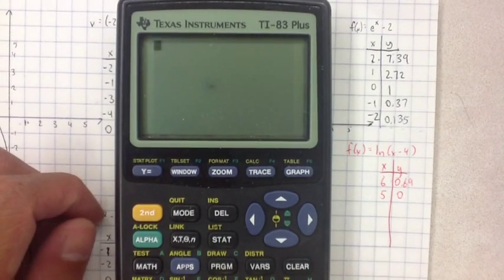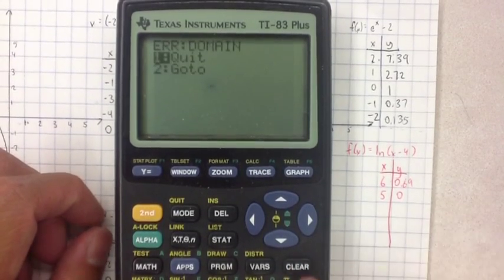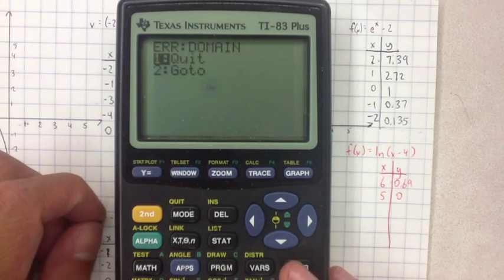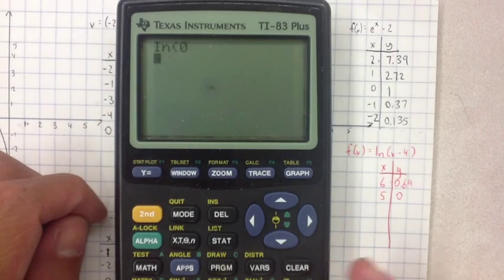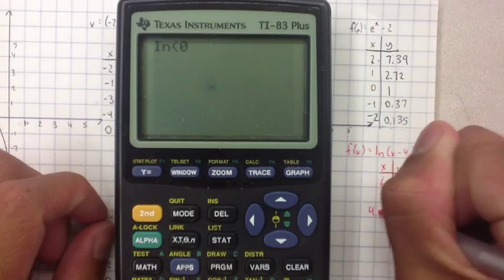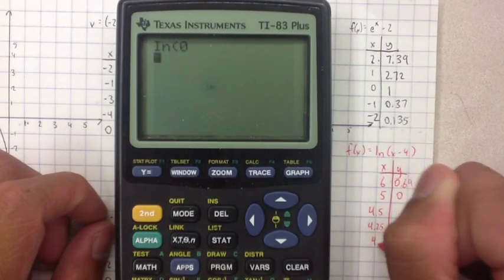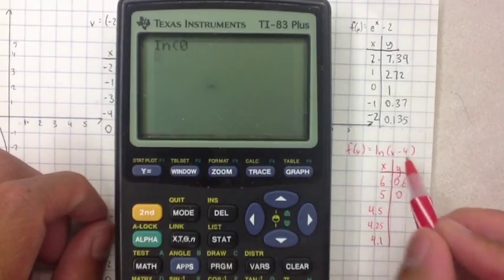ln of 0, I get an error. That's because you can't have a natural log of anything that's less than or equal to 0, so 0 or any negative numbers. So I'm just going to try and get as close to 0 as I can by plugging in a 4.5, a 4.25, and a 4.1, let's say, to see what happens here.